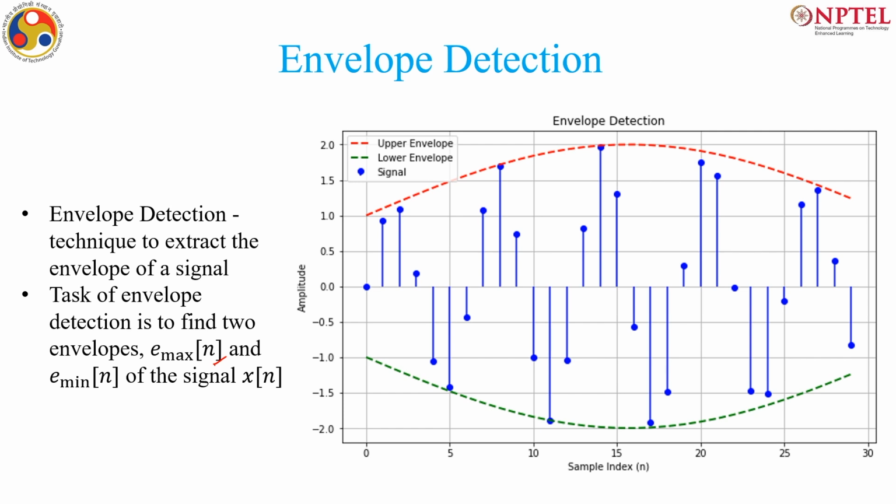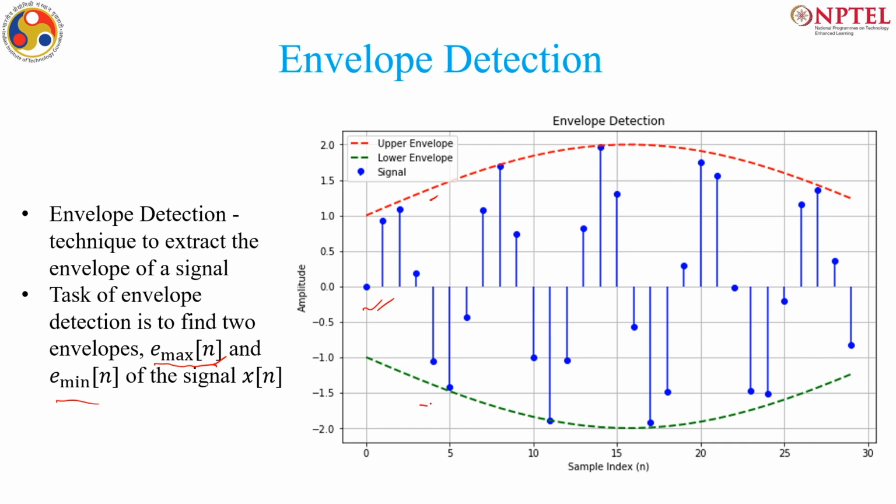Let us try to understand the problem of envelope detection. Given a discrete time sequence, depicted by these blue lines, the task of envelope detection is to find the two envelopes E max n and E min n, which correspond to the upper and lower envelopes respectively. In this figure, they are depicted by the red curve and the green curve.